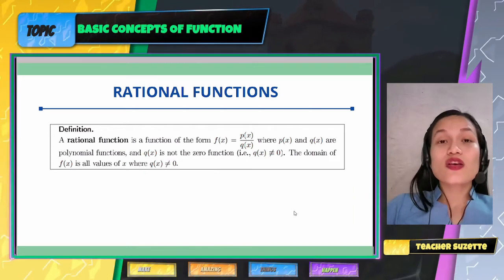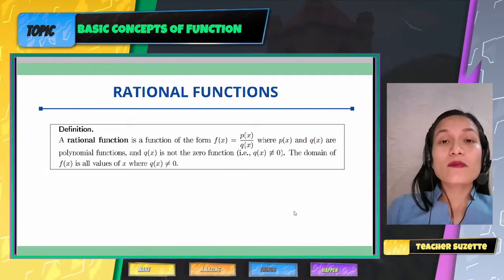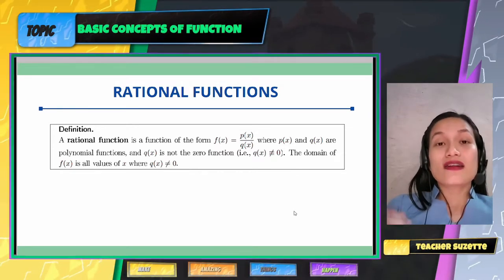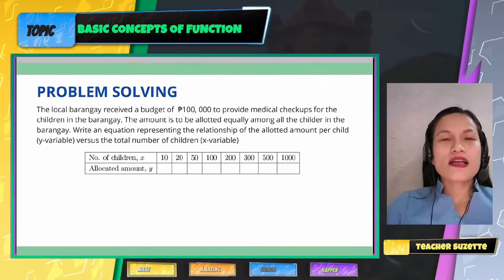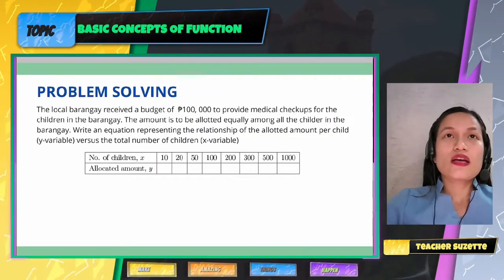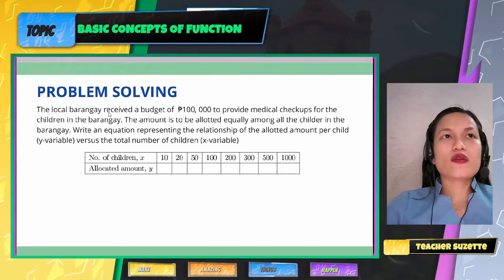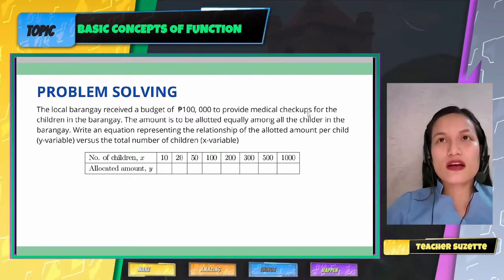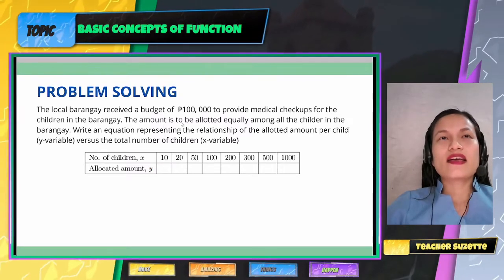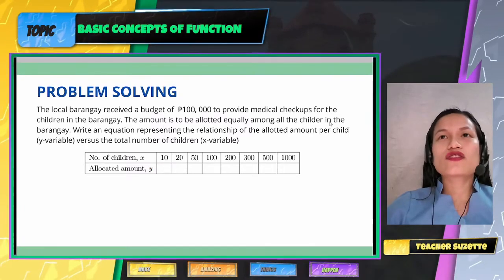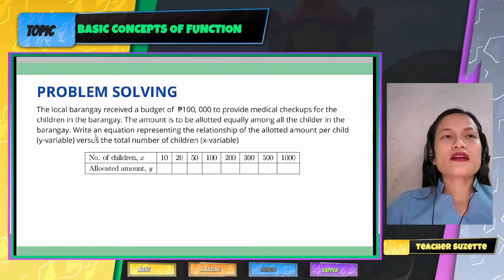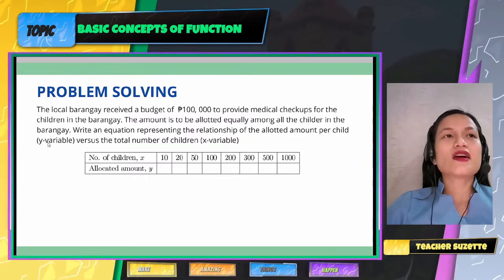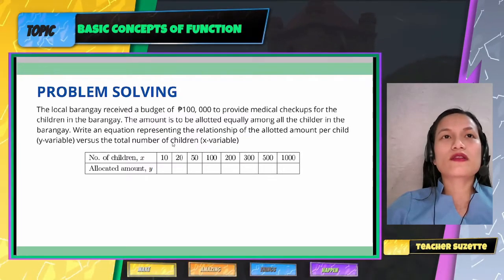Now, let's proceed with more real-life situations naman po or real-life problems na kung saan ginagamit yung ating rational functions. Let's have this first example. So, in this first problem, you have a local barangay that received a budget of 100,000 to provide medical checkup for the children in the barangay. The amount is to be allotted equally among all children in the barangay. Write an equation representing the relationship of the allotted amount per child, y variable, versus the total number of children, x variable.